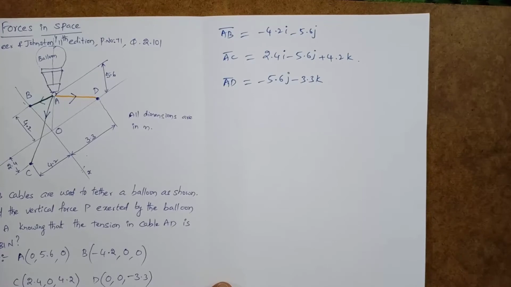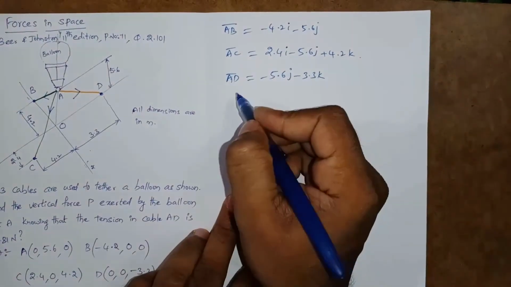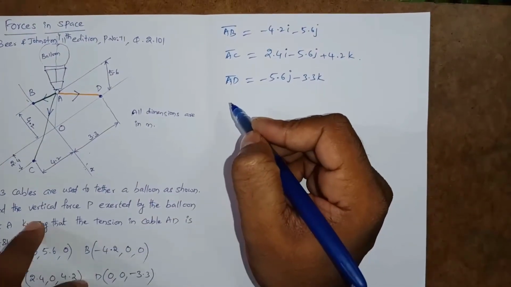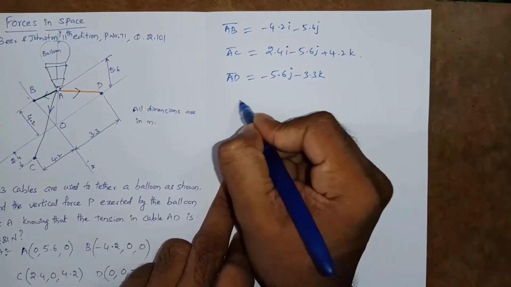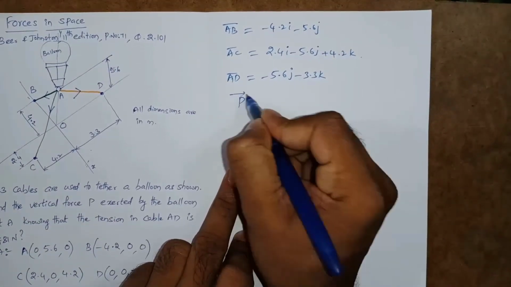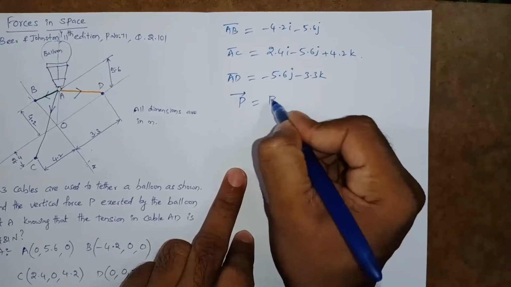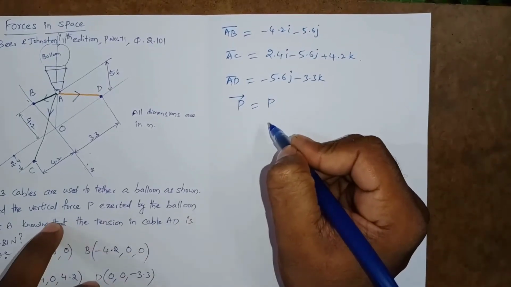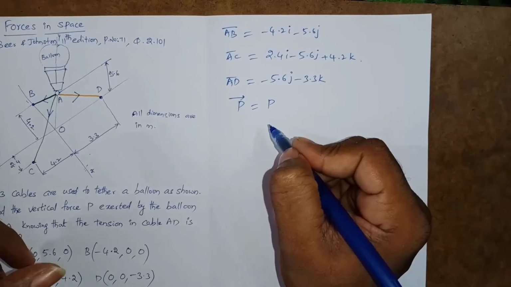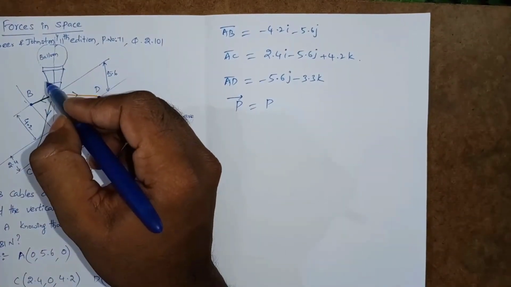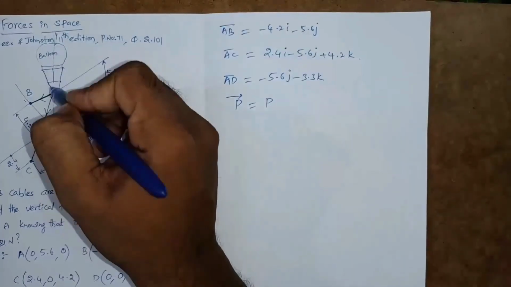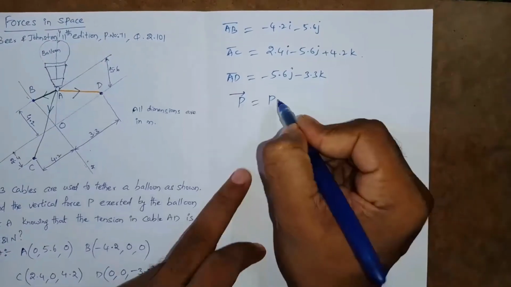Let us say the vertical force is P bar, the vertical force exerted as given in the problem. Find the vertical force P exerted by the balloon. In vector form it is P bar, and its magnitude is P. It is acting in the vertical direction, vertically upward, because the balloon will try to move upward. So it is along the positive y axis, so it is j cap.